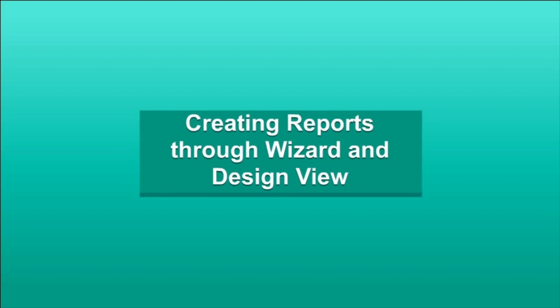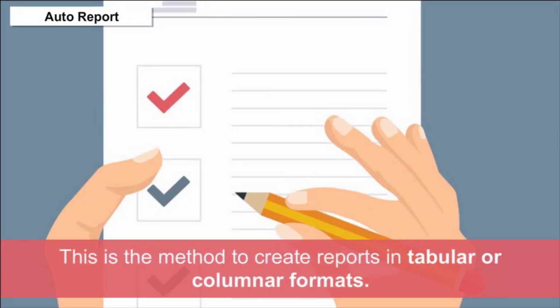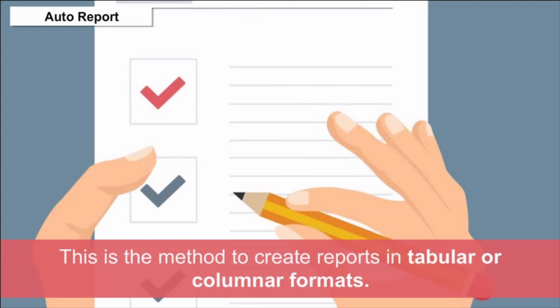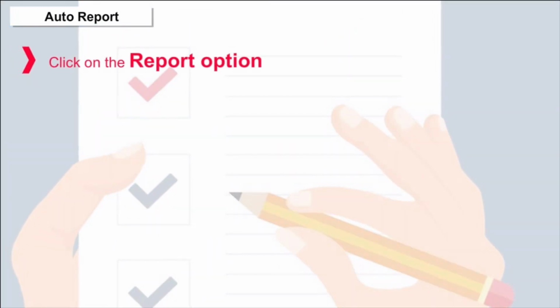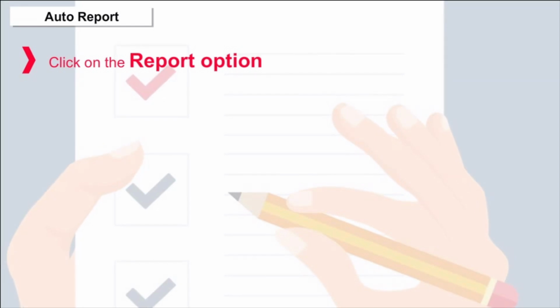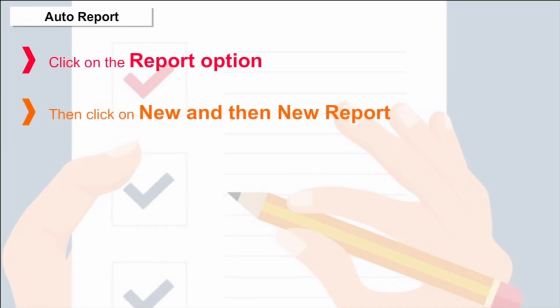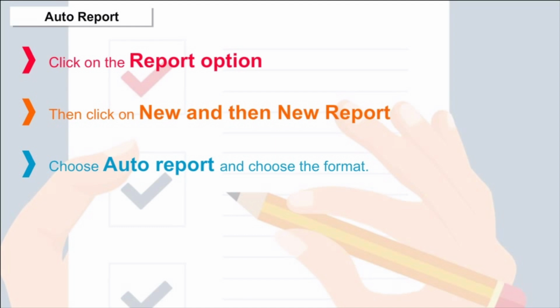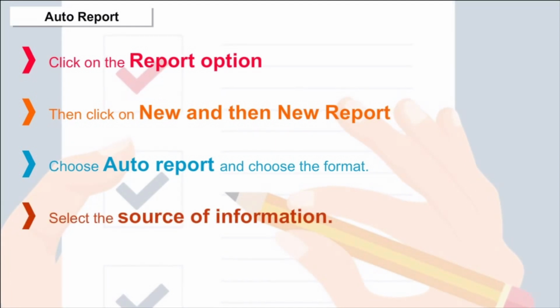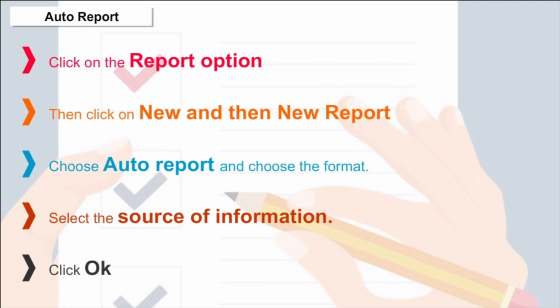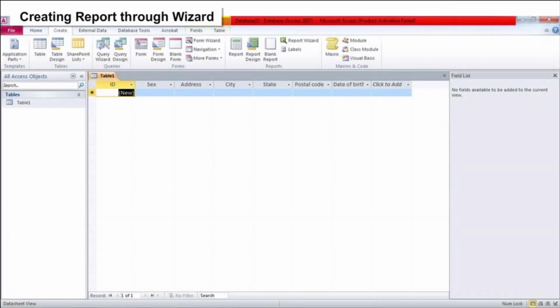Creating reports through Wizard and Design View. Auto Report. This is the method to create reports in tabular or columnar formats. Click on the Report option. Then click on New and then New Report. Choose Auto Report and choose the format. Select the source of information. Click OK.